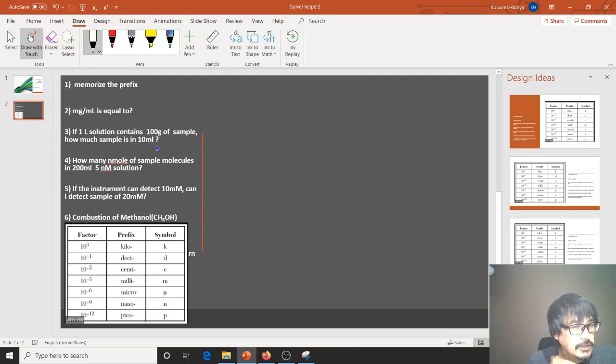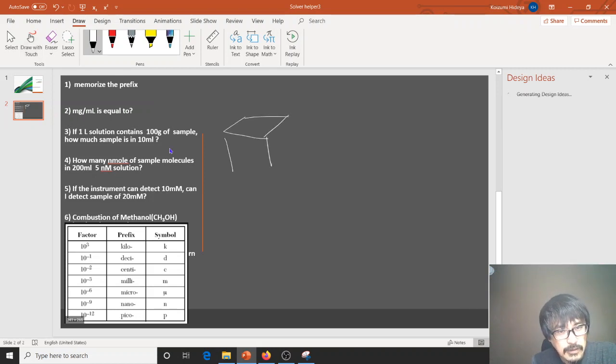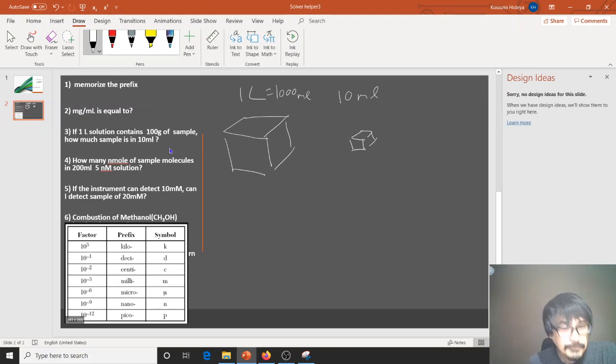Alright, then let's do number 3 here. So 1 liter solution contains 100 gram sample. So 1 liter is what? 1000 milliliter, right? But you don't have 1000 milliliters, you have only 10 milliliters, right? So 1 liter is like this size, right? And then you only have 10 milliliters. Then 10 milliliter is like this big, right? And this contains 100 gram, right? Then how much is in here? That is the question, right?